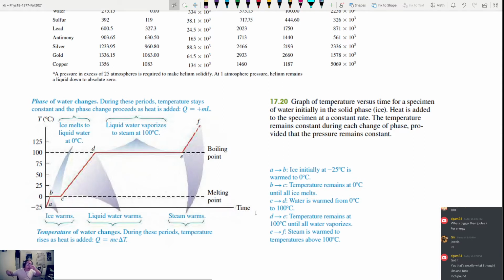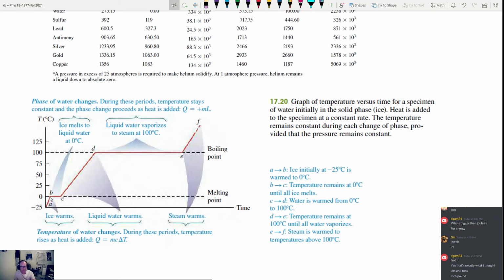So heat is being added as we move to the right, and the temperature of the system is going up, which should be expected. When you add heat to something, you expect the temperature to go up. Except you'll notice there are places on this graph where the temperature is not changing, specifically at 0 degrees and at 100 degrees. There's a discrete change in the way the graph looks. Because we're talking about water, when I start off with some amount of water at negative 25 degrees Celsius, it's going to be ice.